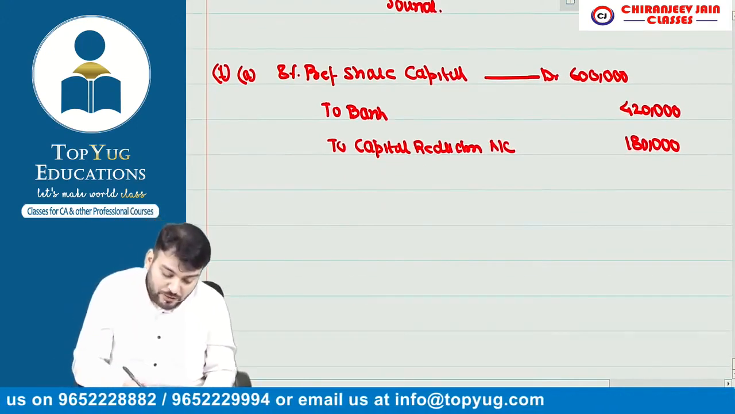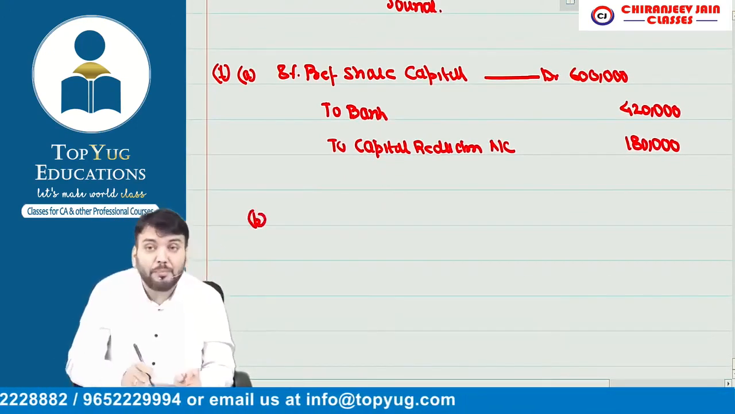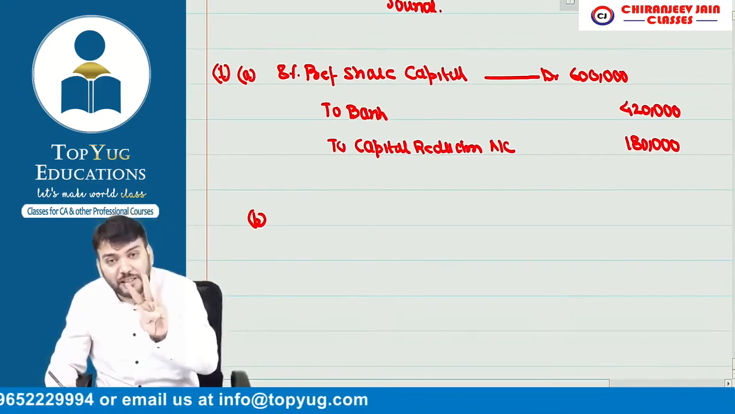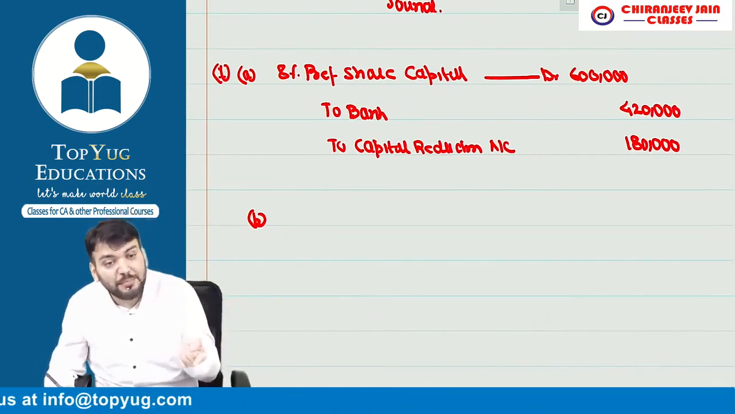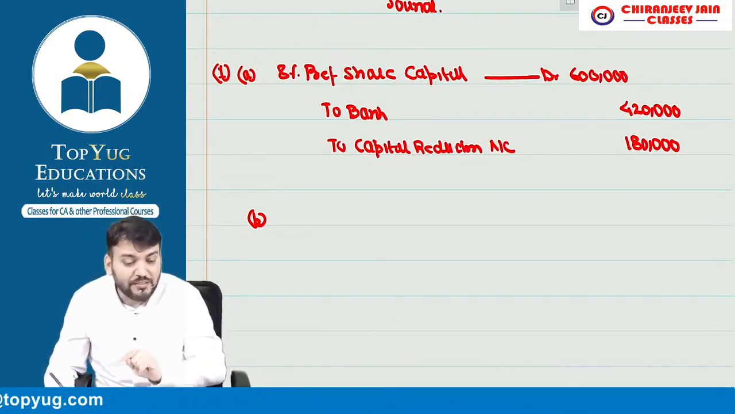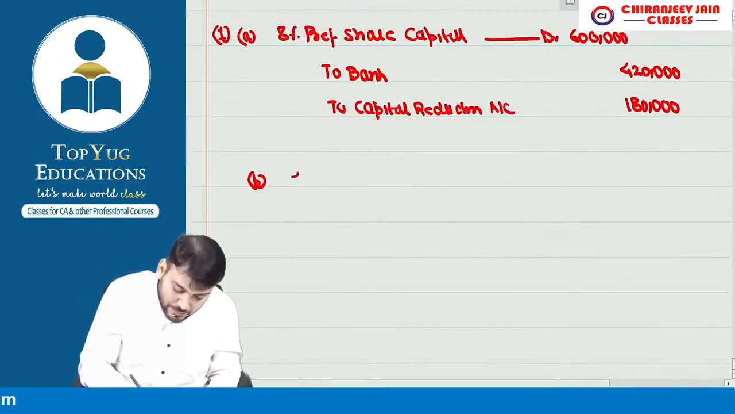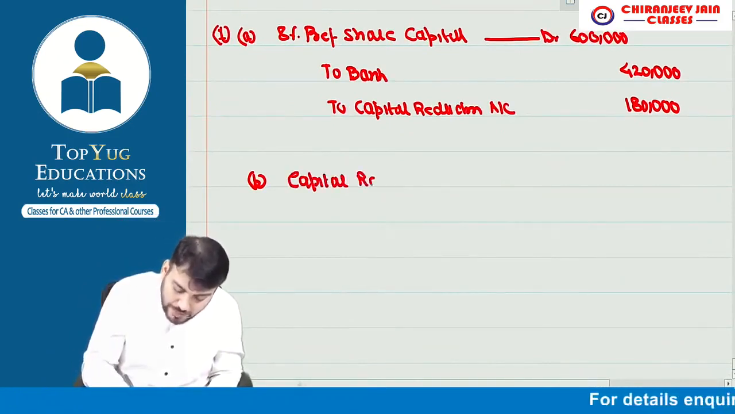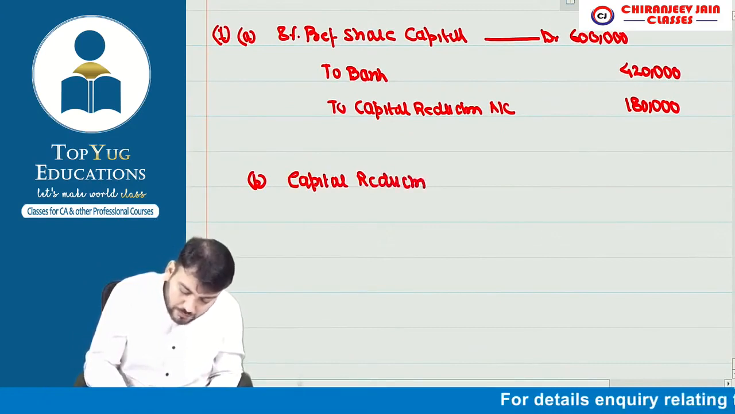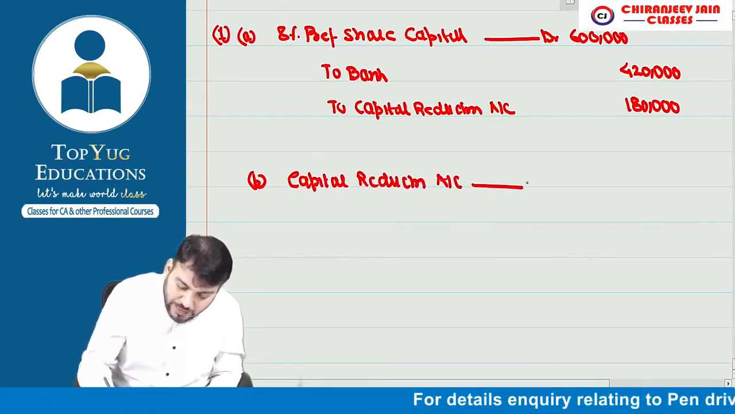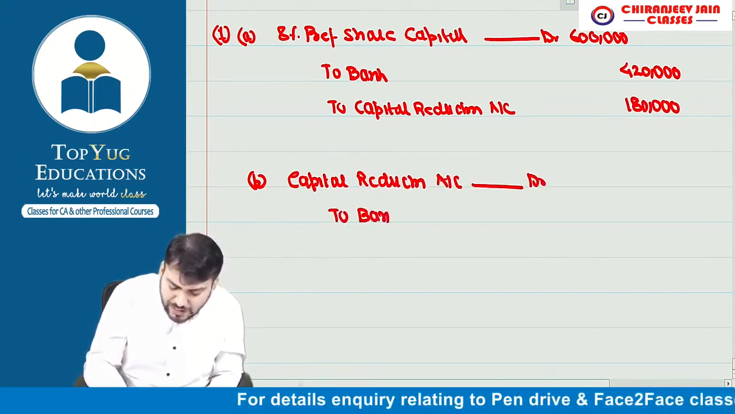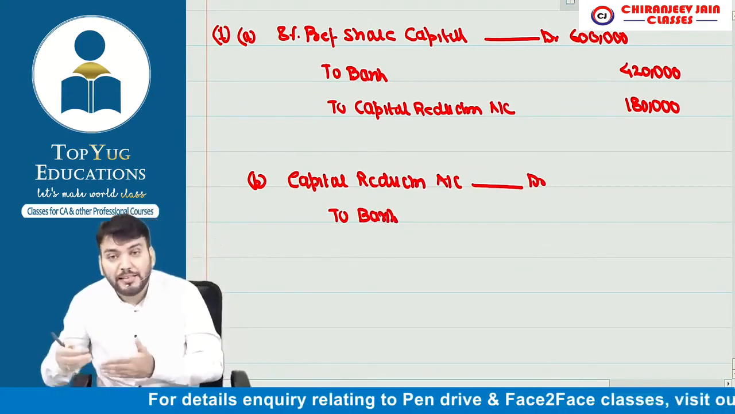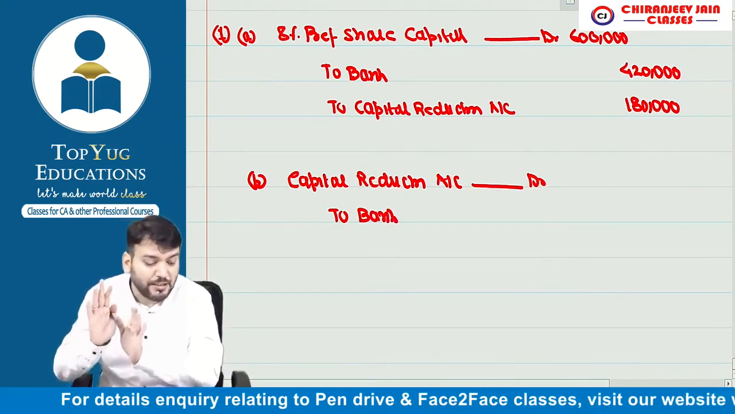ठीक है. Now we'll also pass journal entry for arrear of preference dividend reduction. So 30% is reduced, so for that no journal entry, and 70% of preference dividend is paid, for that journal entry. So what journal entry बताओ? Capital reduction account debit to bank. You can pass two journal entries, preference dividend account debit to bank, and then capital reduction account debit to preference dividend. That is your choice.